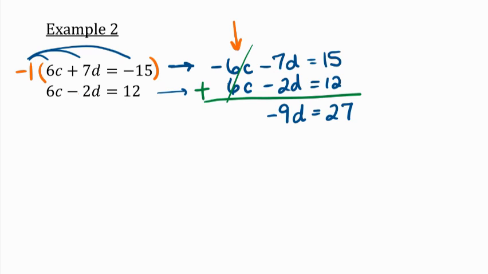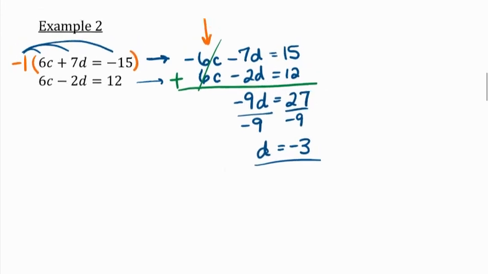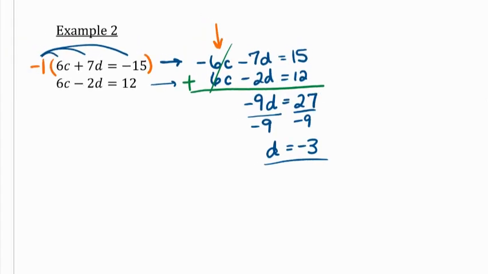So again, that's what we want to happen, right? We want one of those variables to eliminate. And now I can solve this for D. So I'm going to divide both sides by negative 9. And we get D equals 27 divided by negative 9, which is negative 3. So there's our first part of our ordered pair. By the way, it still works with different variables, not just x and y, right?